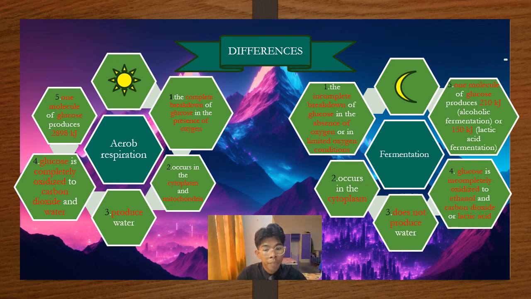And the fifth one, for aerobic respiration, one molecule of glucose produces 2,898 kilojoules, while for fermentation, one molecule of glucose produces 210 kilojoules for alcoholic fermentation and 150 kilojoules for lactic acid fermentation.